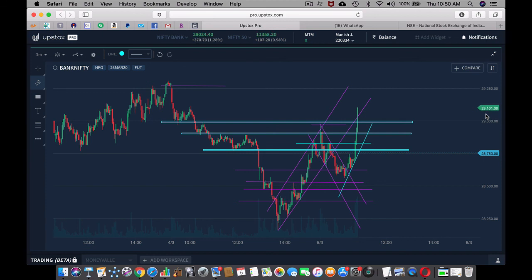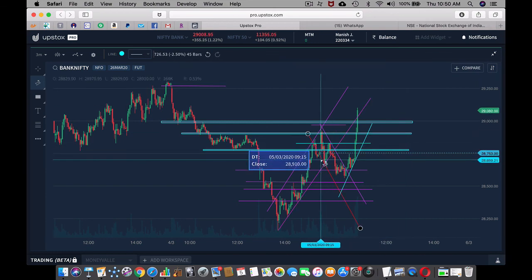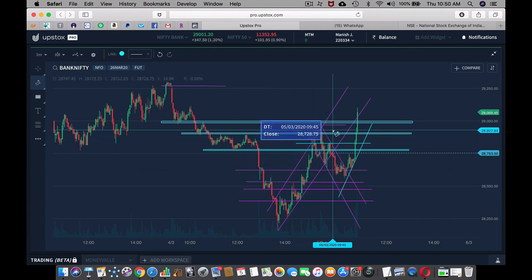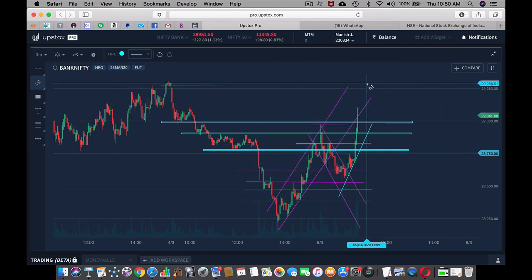29,066, 68, amazing, 71, 83, 88, 95, 99, 100. Band has been changed. Again, market usi band mein aa chuka hai. And let's have a look whether this is going to sustain the level or not.